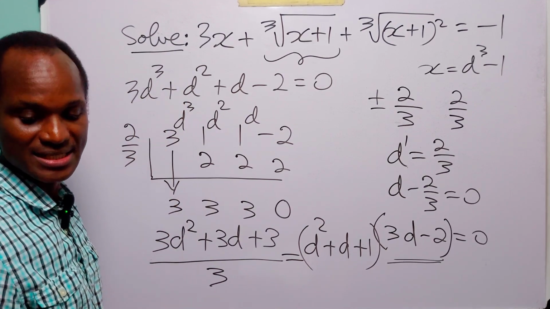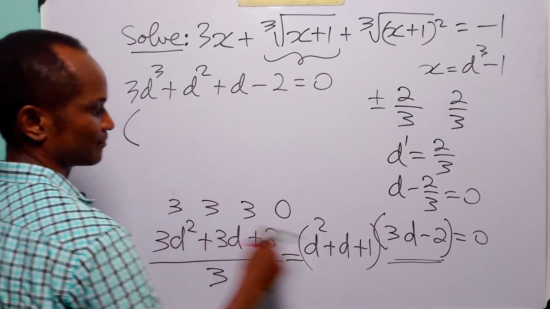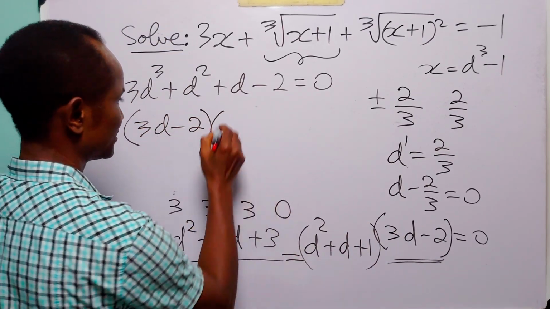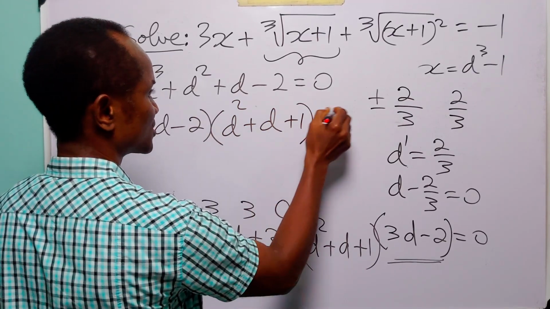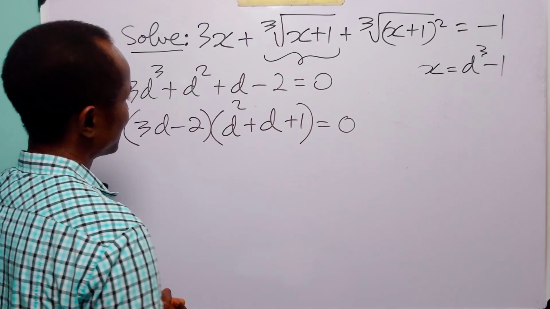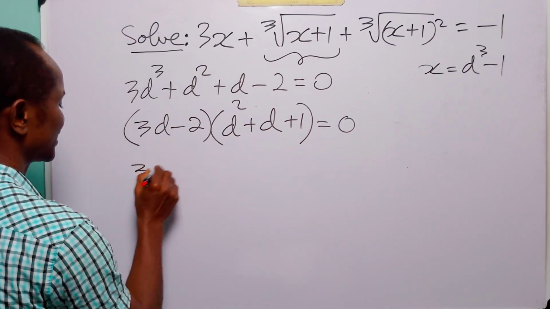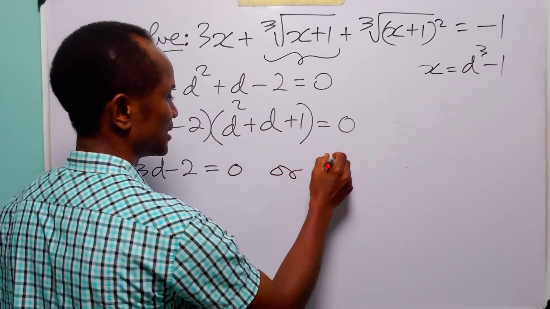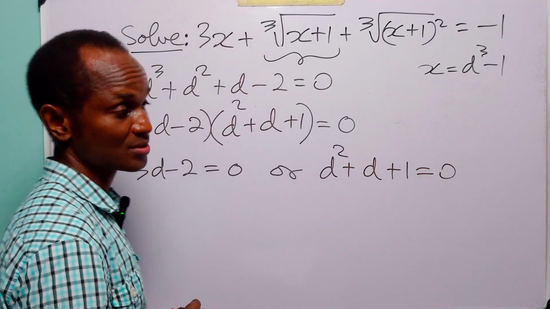So what this simply means is that the factors of this cubic equation are 3d minus 2 and d squared plus d plus 1. And of course, this is equal to 0. Now, at this point, you know that this statement simply means that either 3d minus 2 is equal to 0 or d squared plus d plus 1 is equal to 0.